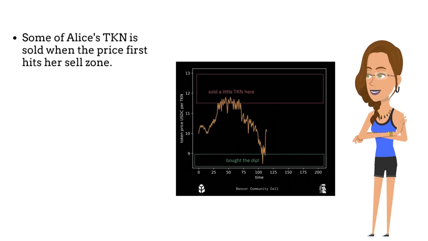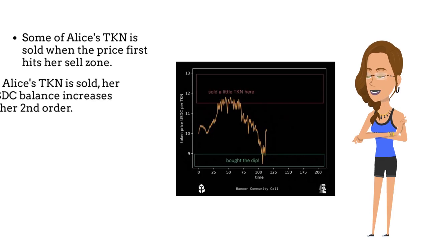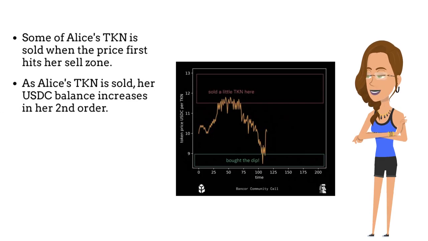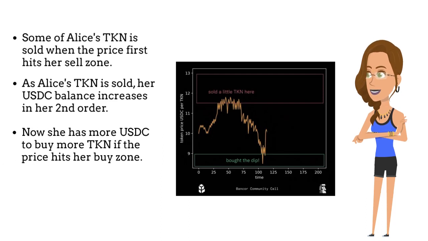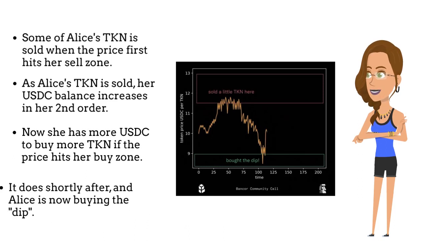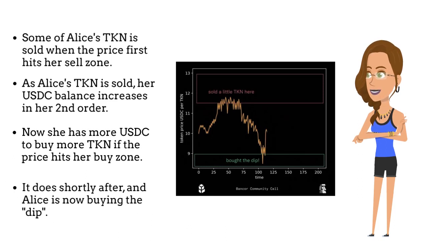Some of Alice's TKN is sold when the price first hits her sell zone. As Alice's TKN is sold, her USDC balance increases in her second order. Now she has more USDC to buy more TKN if the price hits her buy zone. It does shortly after, and Alice is now buying the dip.